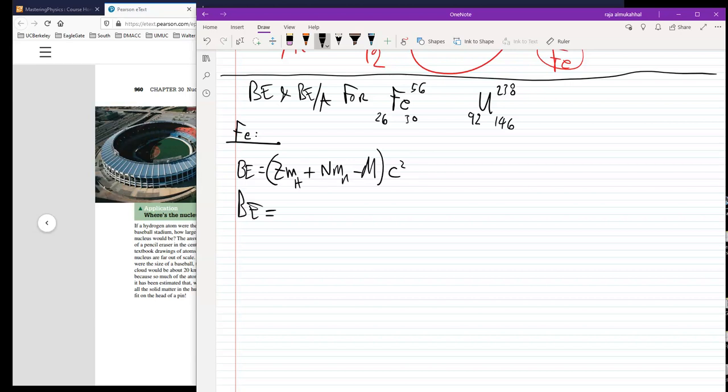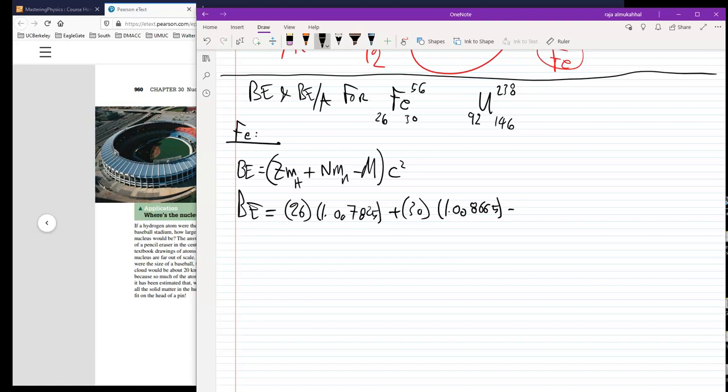So it's going to be, what's Z here? 26 times 1.007825 plus 30 times 1.008665, right? Minus the mass of Fe, the iron, and this is something you have to look up. You look up, or it's usually given to you in the problem. Okay, you're not required. It's not in the table that I'm supplying to you, but it's usually given to you.